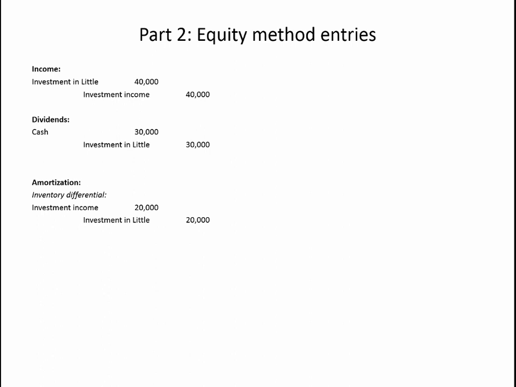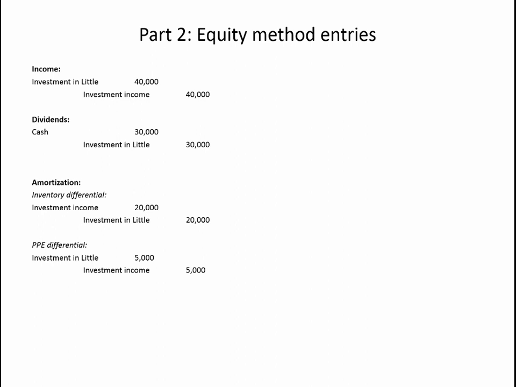What's potentially confusing is when do you debit investment income, when do you credit investment income? This was undervalued inventory, so again, we talk our way through this. We say, okay, Little had undervalued inventory, therefore they understated their cost of goods sold, therefore they overstated their income. We need to lower the income to compensate for that. So we're going to debit investment income and credit the investment in Little.